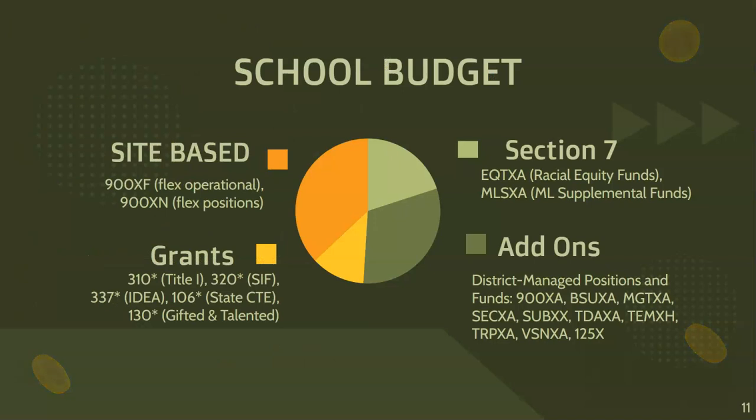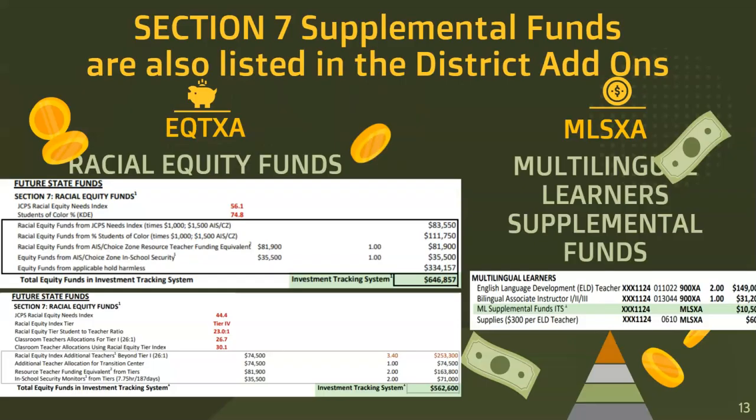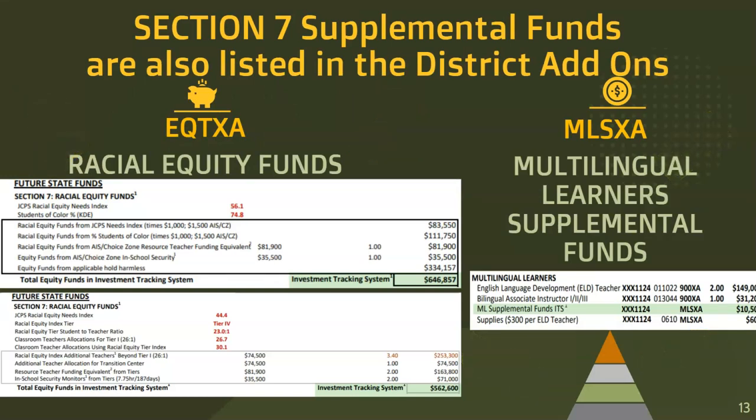So the school budget, looking at the big picture, there's the site-based allocations, there's Section 7 funds, grants, and add-ons. So let's talk a little bit about Section 7 funds. This is Section 7 of the Kentucky Administrative Regs that are defined as funds for a specific purpose. And in JCPS, we have 2 different sets of Section 7 funds available for flexible allocation to schools. That's the racial equity funds, which are Project EQTXA, as well as our multilingual learners supplemental funds, which are Project MLSXA. And you'll find these in the add-ons.